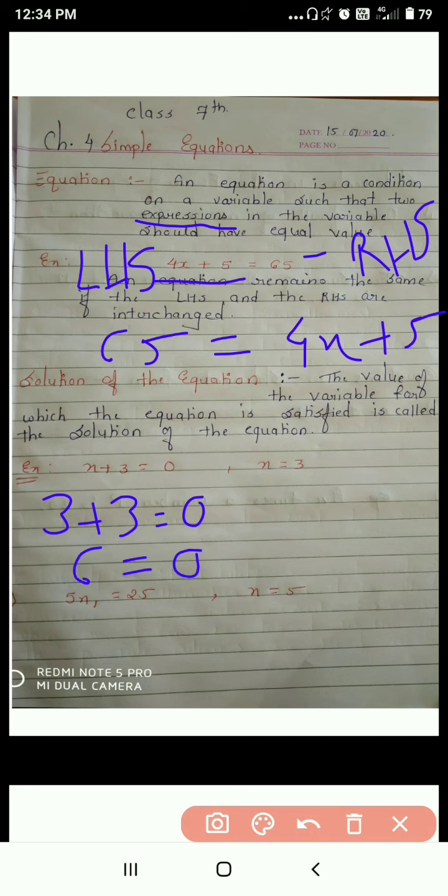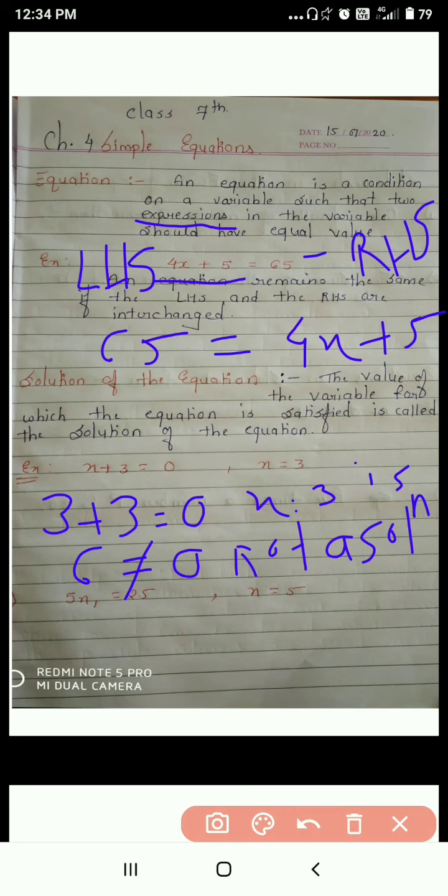Now here, can you see what the difference is? The LHS and RHS both are not equal. So this is your not equal sign. So here you will write that x equal to 3 is not a solution of the equation. Understood? Now second question, 5x equal to 25.